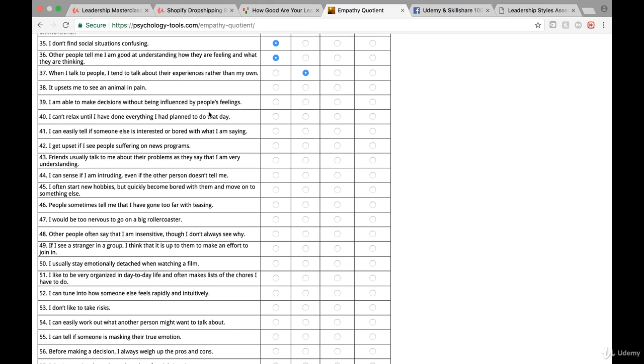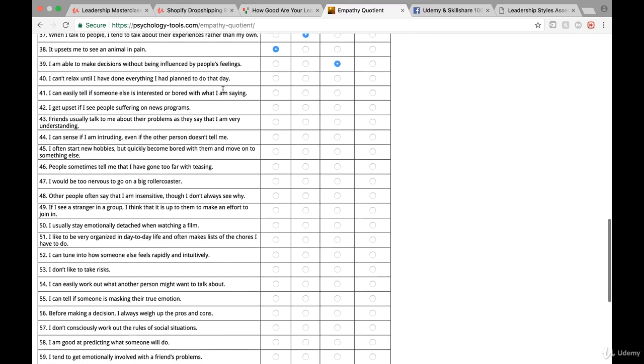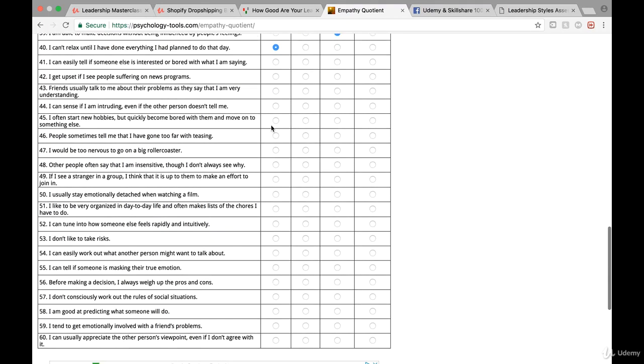It upsets me to see an animal in pain. Absolutely. I'm able to make decisions without being influenced by people's feelings. Well, always a little bit. I can't relax until I've done everything I had planned that day. Yes, actually strongly agree. I can easily tell if someone else is interested or bored with what I'm saying.